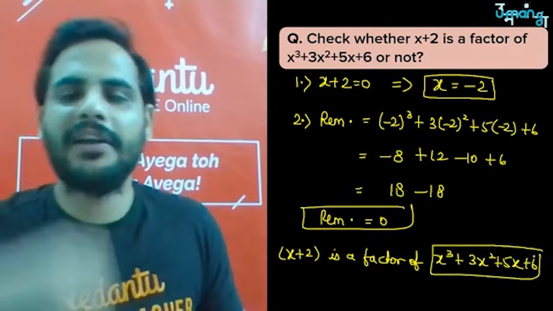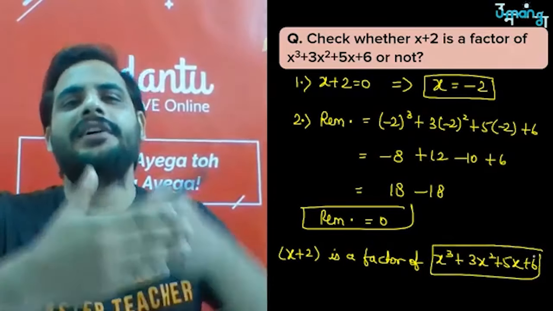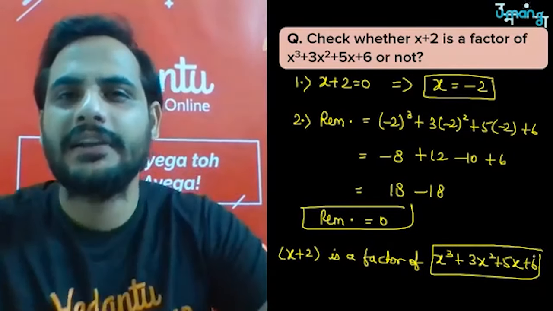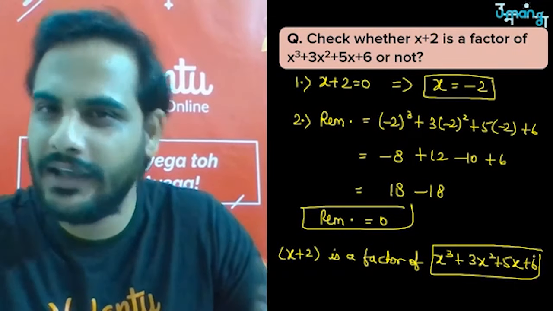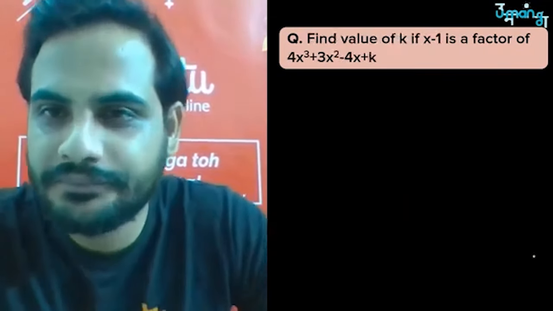Got it? So this factor theorem is nothing but just one small step ahead, that if something is a factor of a polynomial, the remainder should be 0 in that case. As simple as that. Next question.